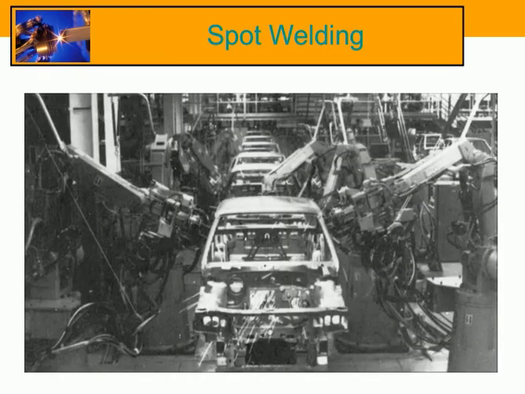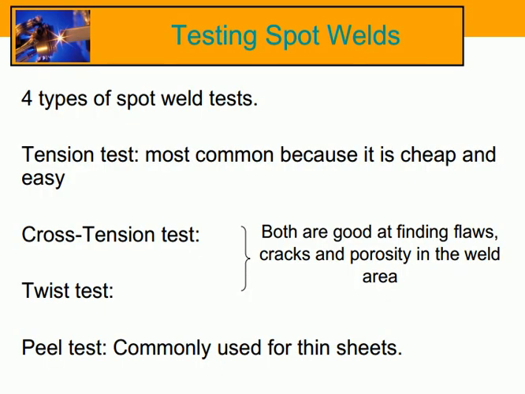Testing spot welds. There are four types of spot weld tests. Tension test: most common because it is cheap and easy. Cross-tension test. Twist test. Peel test. The twist and peel tests are commonly used for thin sheets. Both are good at finding flaws, cracks and porosity in the weld area.